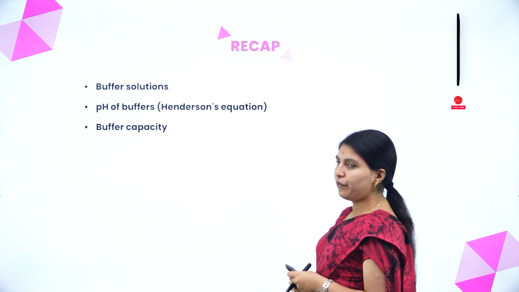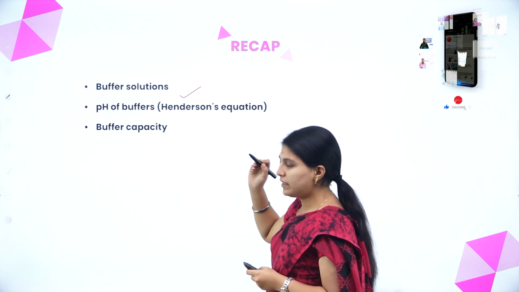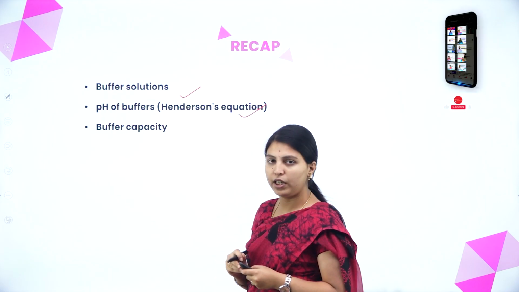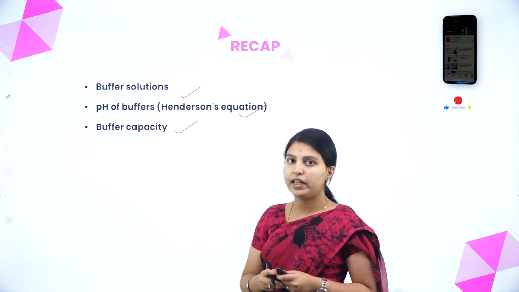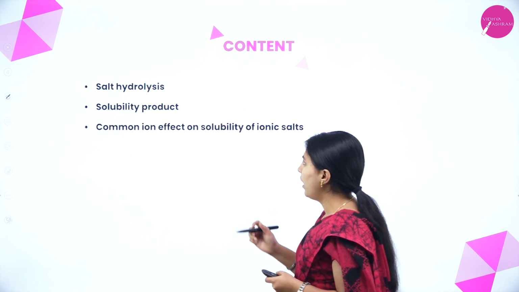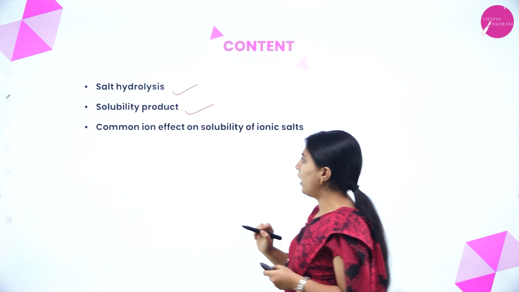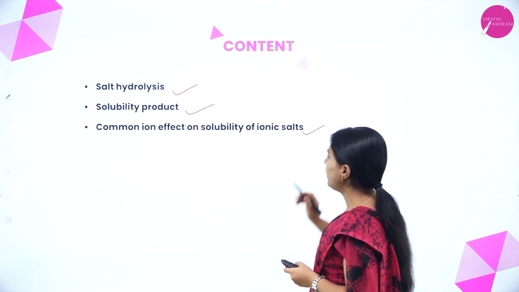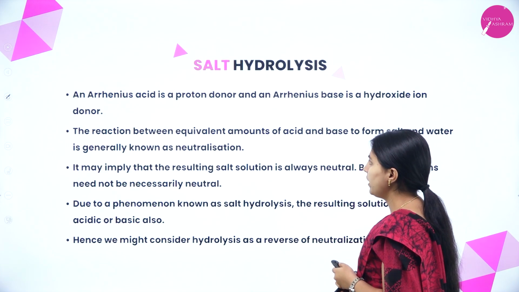In the last session, we discussed what a buffer solution is and its types, the pH of buffers, that is Henderson's equation, and also buffer capacity. These are the three concepts we discussed in the previous session. In today's session, we will discuss salt hydrolysis, solubility product, and the common ion effect on the solubility of ionic salts. These are the three topics we will discuss in today's session.